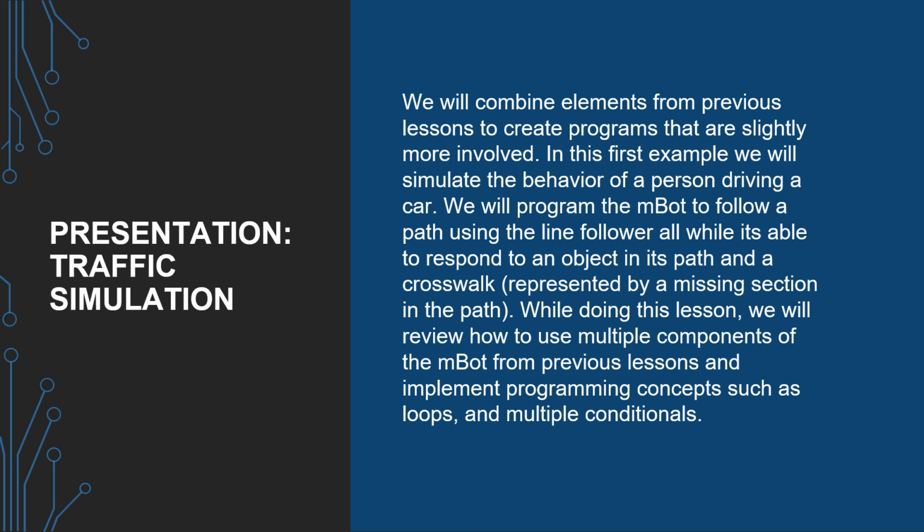The objective of this one is to simulate the behavior of a person driving a car, in which basically the MBOT has to react by following a path like it's driving, and then reacting to, for example, a missing section which represents a stop sign or an object in the way. To do this, it uses the line follower values, and it also uses the ultrasonic sensor at the same time.